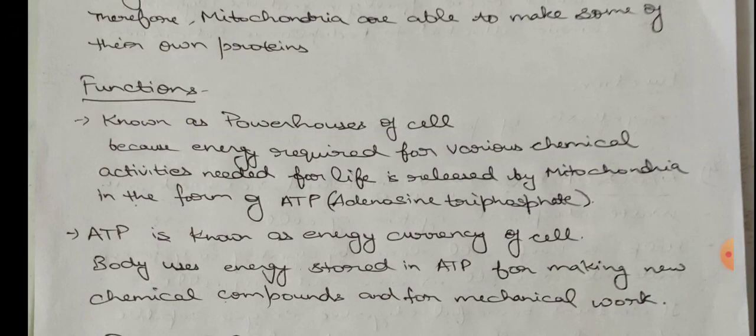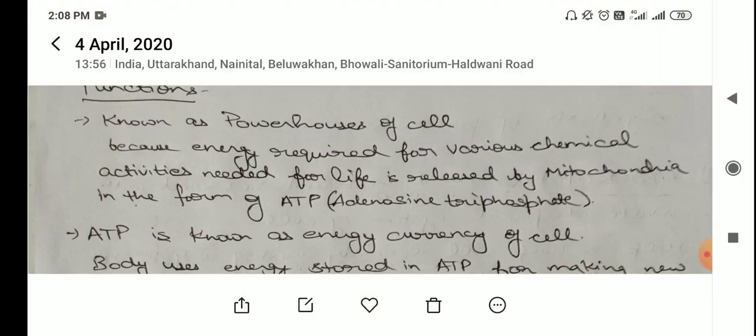So students, it becomes one of the most important cell organelles because every work is done with the help of energy. You need energy for whichever work. We get energy from food, and then with the help of that energy our other systems work. So this becomes an important organelle.